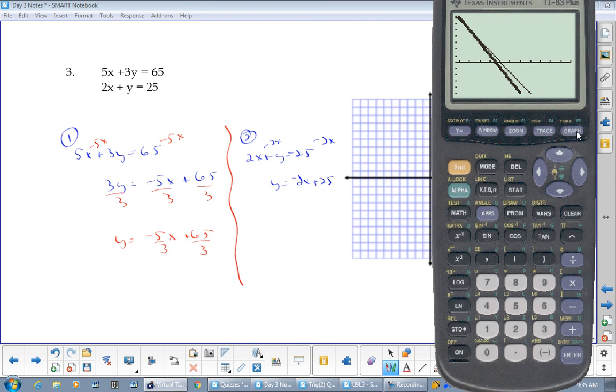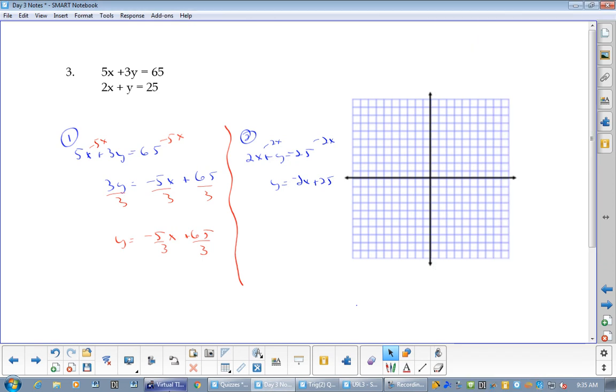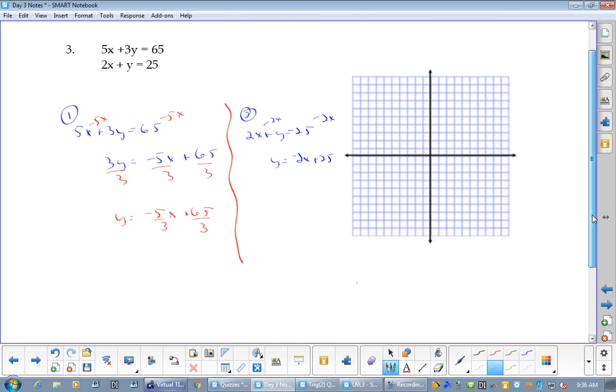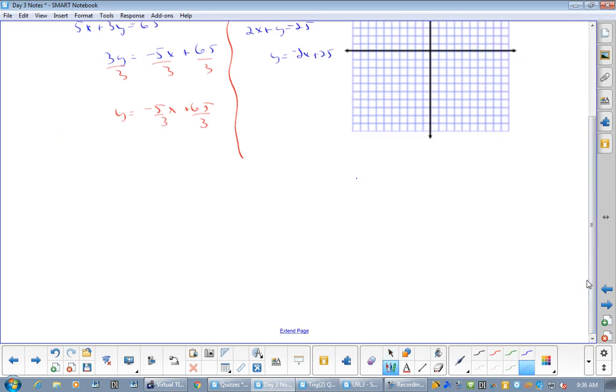Okay, and then I'm looking, it's probably crossing about there. I'm going to go second trace. I'm going to go 5. Enter, enter, enter. It was at 10, 5. Okay. So when we did it, we got 10 comma 5.